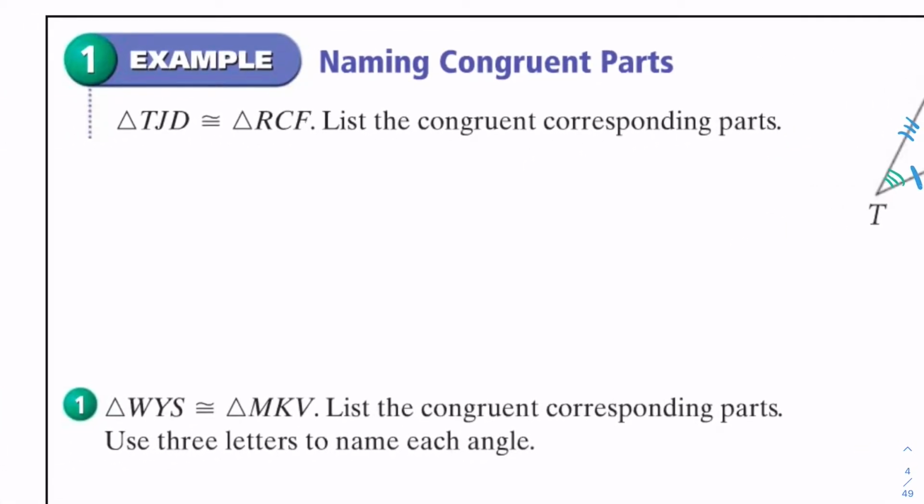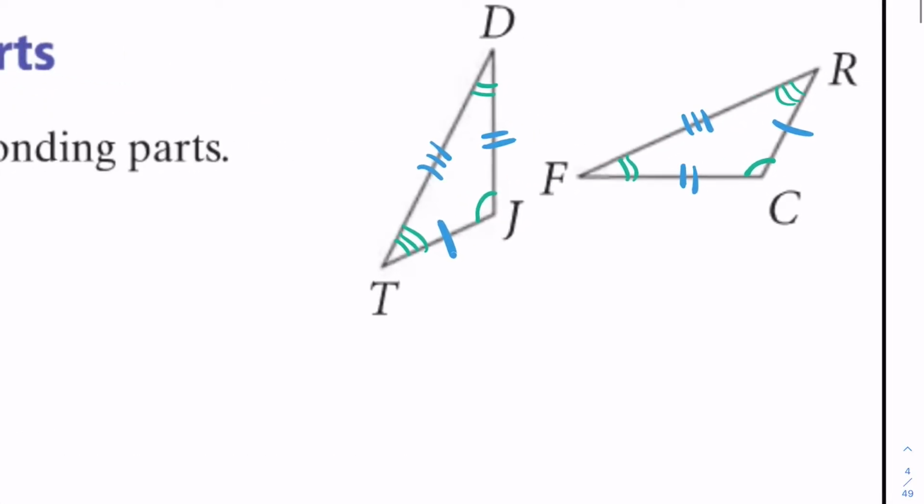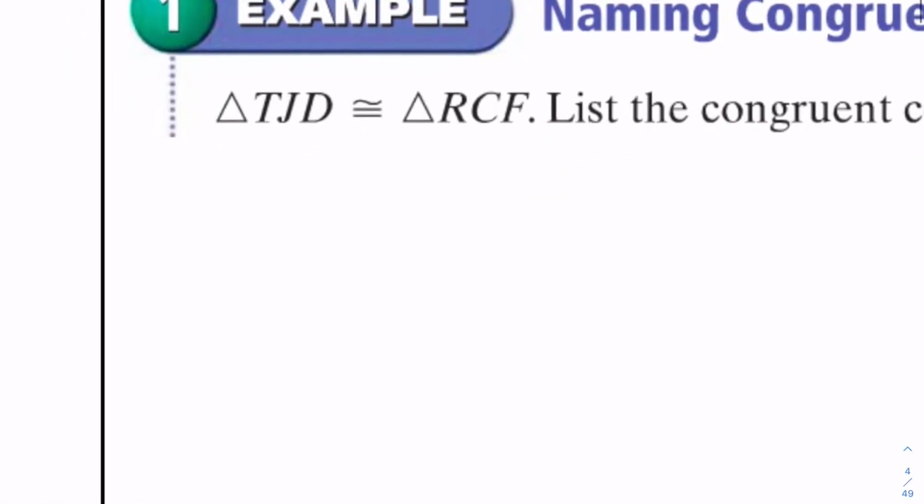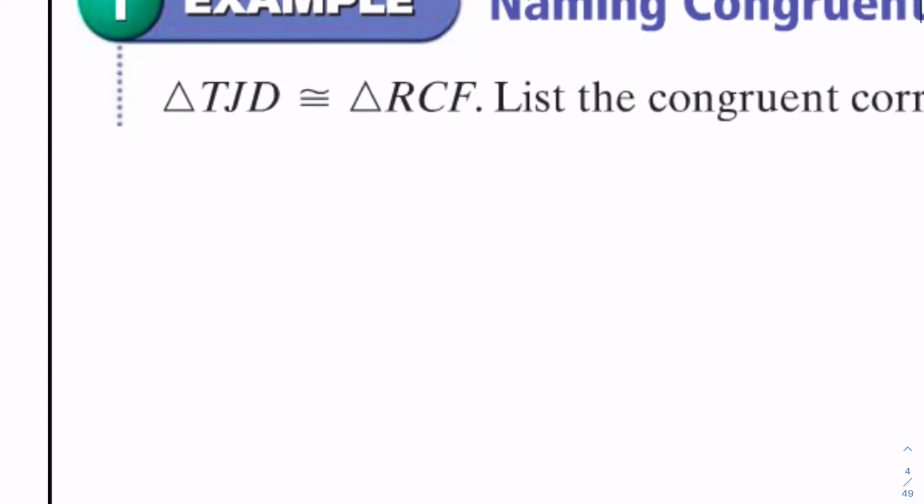And I don't need to use this diagram to do that. I can actually use the statement. So the statement gives me all the pieces of information I need. What I know is angle T is congruent to angle R, angle J is congruent to angle C, and angle D is congruent to angle F. Also, if I had, for instance, DJT, that angle is congruent to FCR. So I can either list the 3 letters or just the 1 letter in my congruent statement.